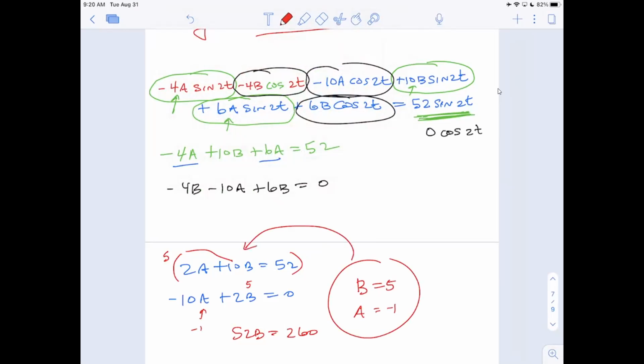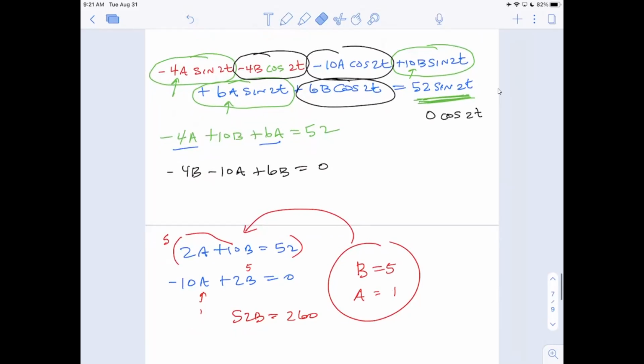2 times a, that'd be -2 plus 10 times 5 is 50. -2 and 50 is not 52. Good. What mistake did I make? Oh, this was already negative down here. This was already negative, so that a didn't need to be -1. So a just needed to be +1. So does that work? Yeah, because now it's 2 plus 50 is 52. And so again, made another dumb mistake, caught it.